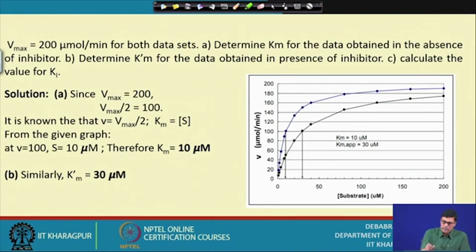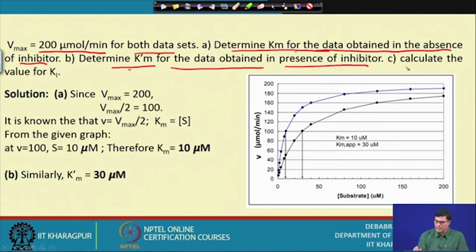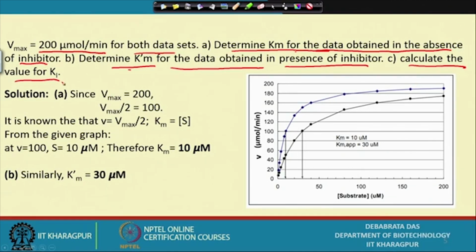Now, Vmax is given here, Vmax value is given as 200 micromoles per minute for both data sets, and we shall have to determine the value of Km for the data obtained in absence of the inhibitor, and Km dash for the data obtained in presence of the inhibitor, and calculate the value of Ki. So, 3 different things we shall have to find out. We shall have to find out the Km value without inhibition, and Km dash value with inhibition, and the Ki value, that we call the inhibition constant.